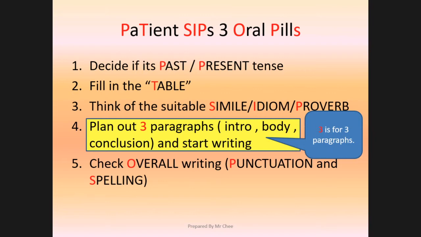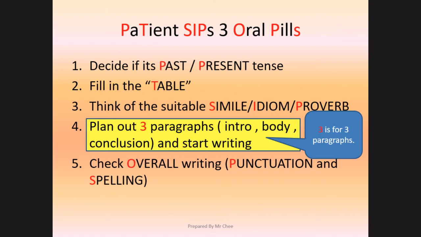Okay, step four. Three is for three paragraphs. After we go through step one, step two and step three, now we go to step four. Plan out three paragraphs. What are the three paragraphs? The first one is the intro, then the body and the conclusion. Before we start writing, we need to plan this. Okay, let's go through it.